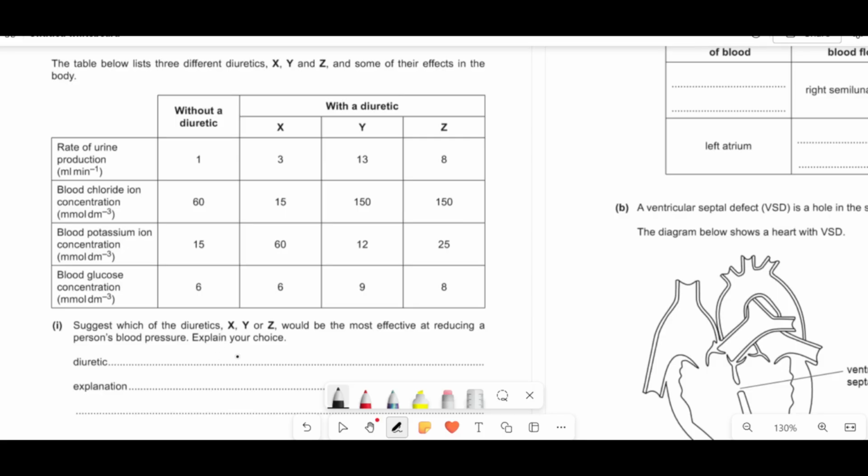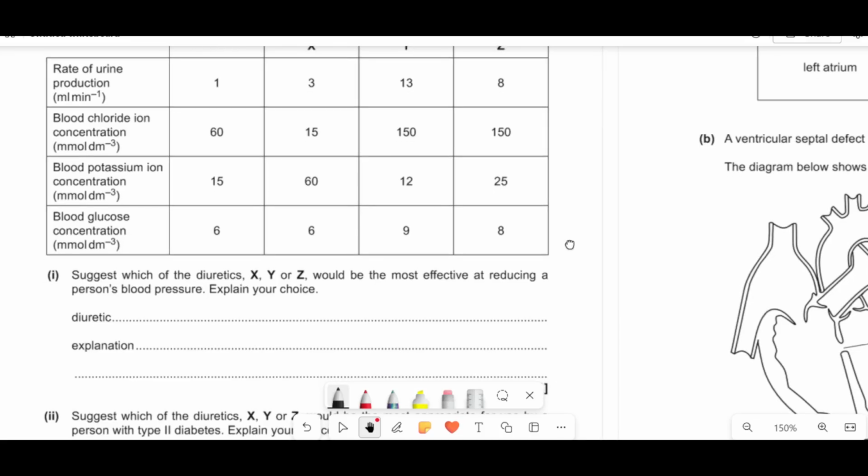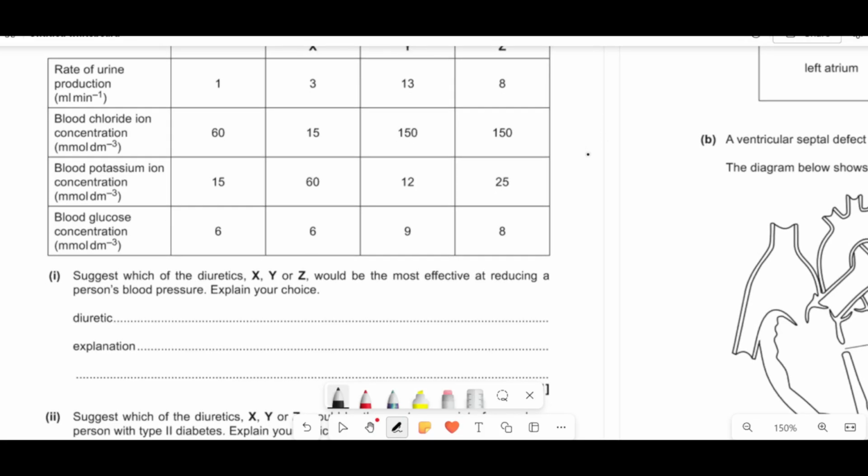Fine. It says suggest which of the diuretics X, Y, Z would be most effective at reducing a person's blood pressure and explain your choice. So if we want to reduce blood pressure, remember, high blood pressure means that there's too much going on, like speed-wise, right?